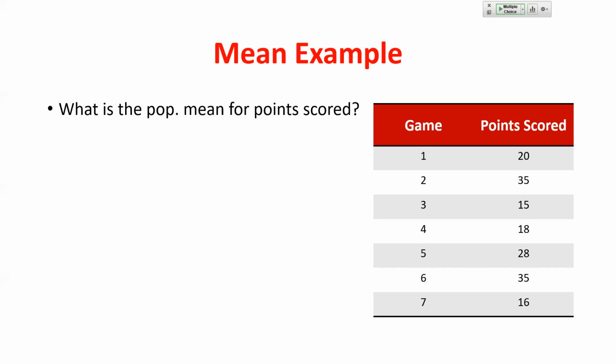So I've got some game, you might think of this as basketball, but it could be paddle, just any game where you're keeping score. I've got 7 different games, and I've got the points scored in each game. What's the population mean for points scored? So what am I going to do? I'm just going to add the numbers up and divide by the total number of observations I have in this data set. So obviously I've got 7 games, 7 observations, 20 plus 35 plus 15, all the way down to 16. Whatever that value is, divided by 7.